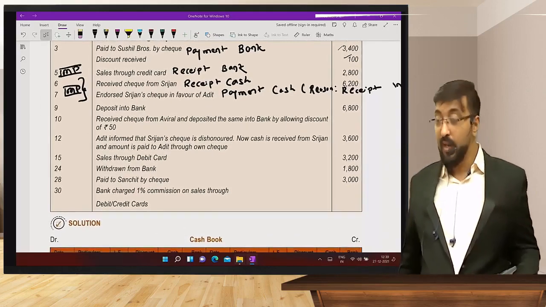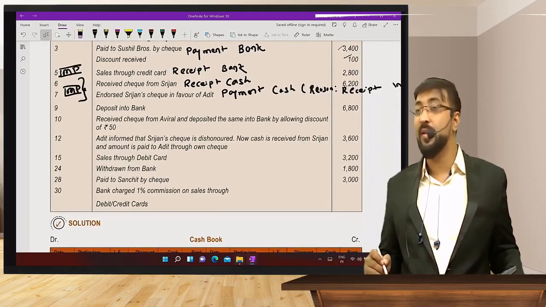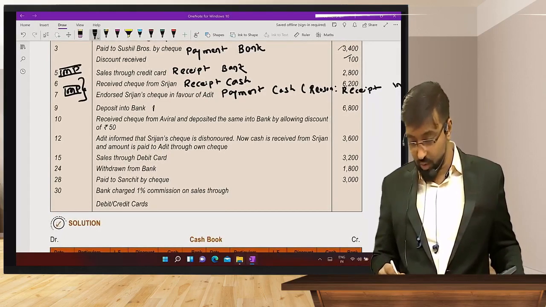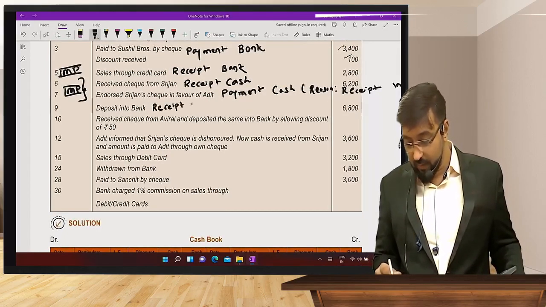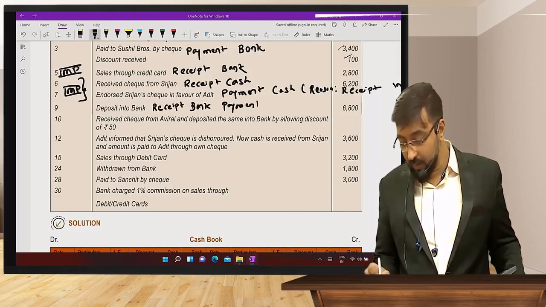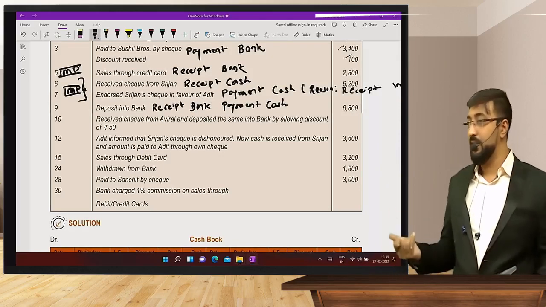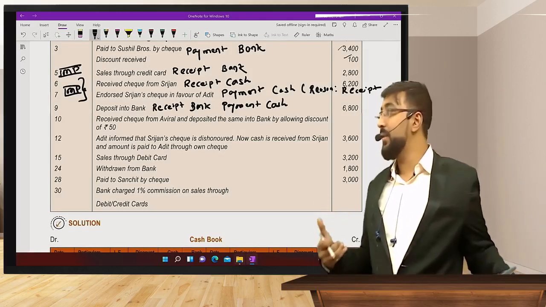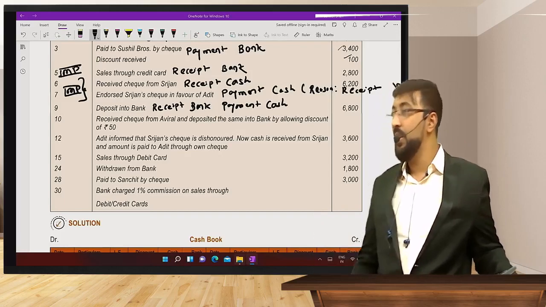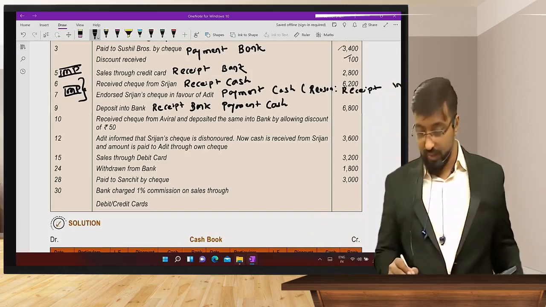Deposit into bank. Now deposit into bank means which column is increasing? So receipt on which side? Bank. And payment? Cash. So deposit means bank balance will increase. So beta, whenever bank balance is increasing, it's a bank account receipt side, and cash is decreasing, so payment on the cash side. Contra. Okay.